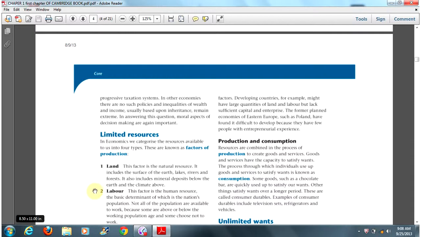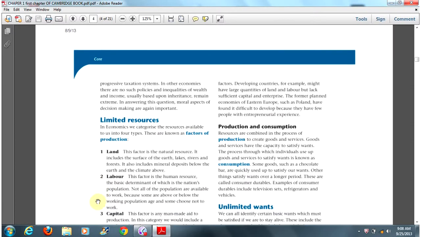Labor. This factor is the human resource, the basic determinant of which is the nation's population. Not all of the population is available to work, because some are above or below the working population age, and some choose not to work.